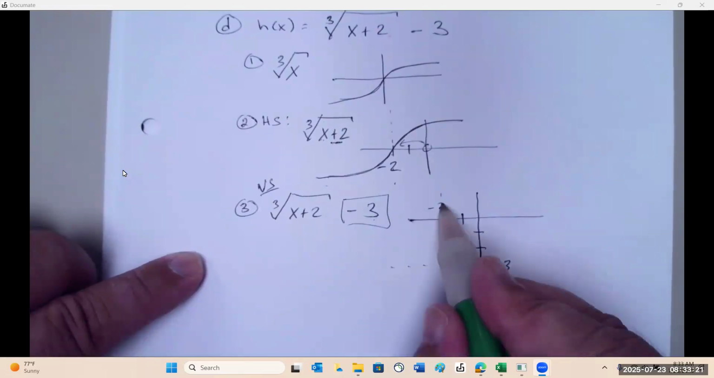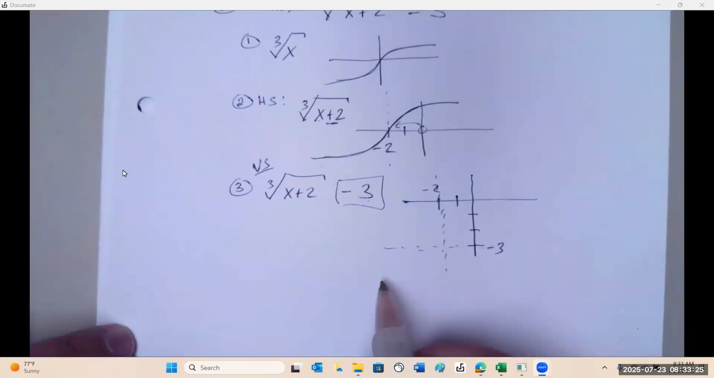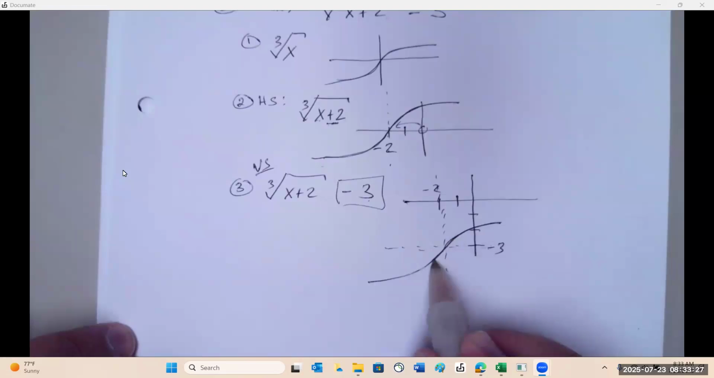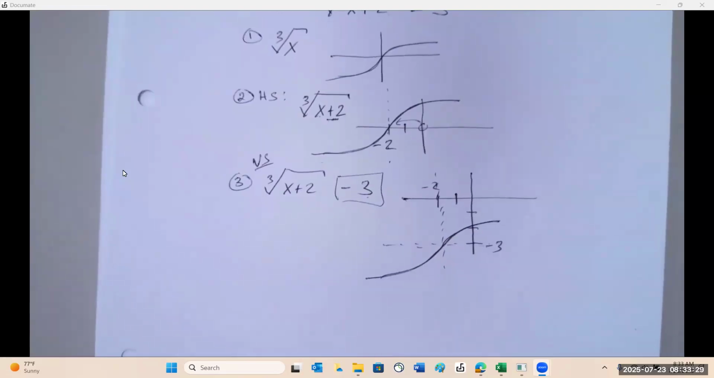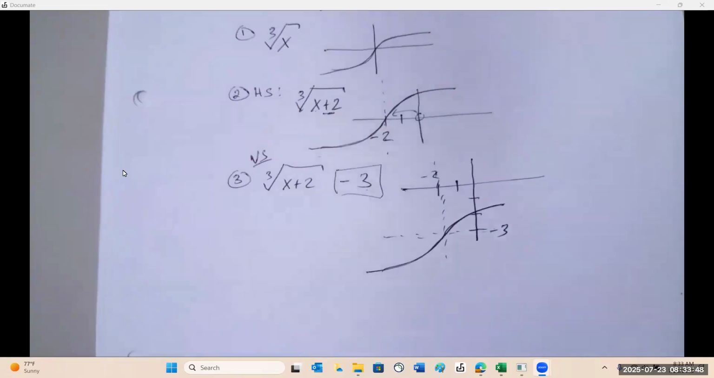So there's my new origin. The graph looks the same; it just goes through there. Does that make sense? Again, you have to memorize those charts, those graphs. Let's look at another one.